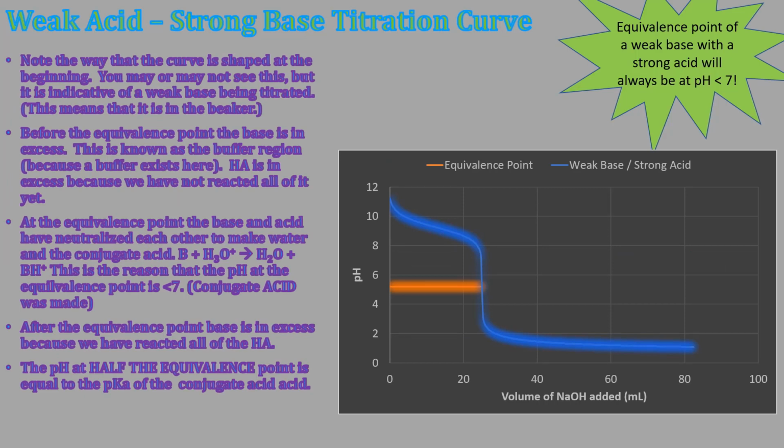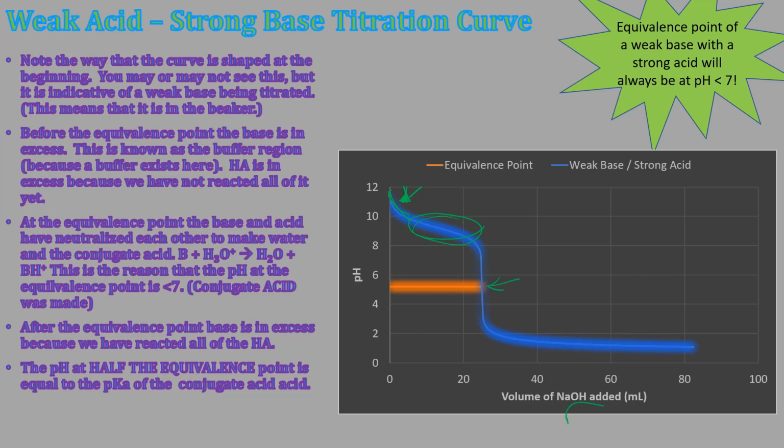Okay, so you see this curve at the beginning. I didn't really show that on the last one, but that's that curve that I'm talking about where the buffer has not been formed yet. The conjugate acid has not been produced in enough concentration to make a buffer. All right, and so then you get this buffer region and then the equivalence point.